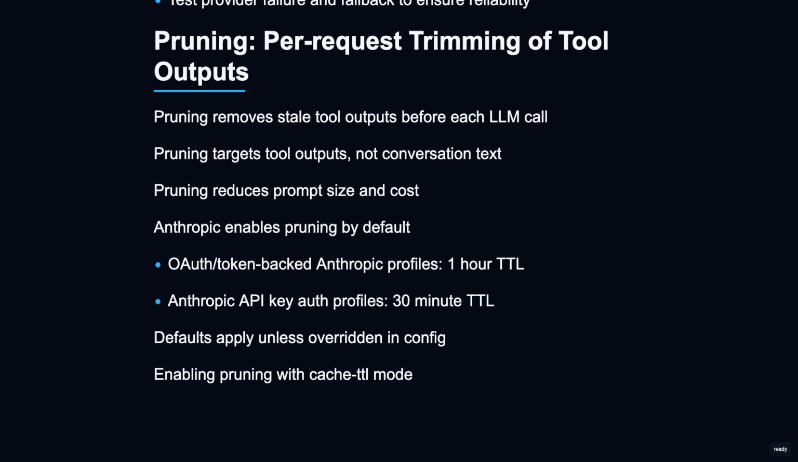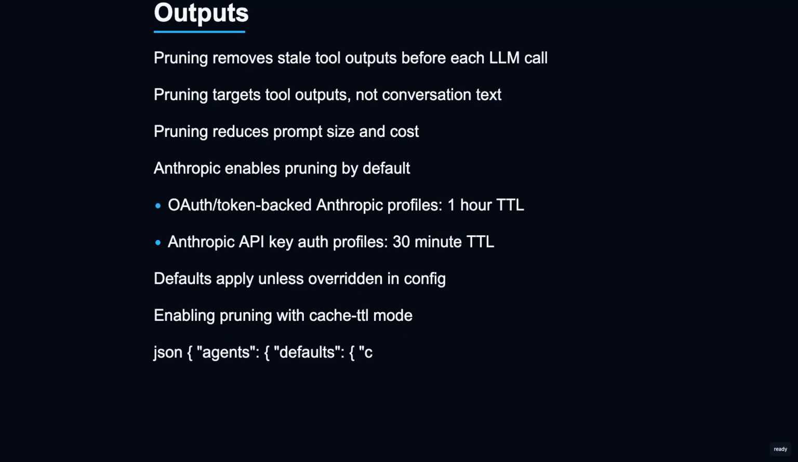To enable pruning, set agents.defaults.contextPruning.mode to cache-ttl and specify the TTL duration. Setting mode to off disables pruning entirely. Here's an example configuration enabling pruning with a 5-minute TTL. This JSON snippet shows how to enable pruning with a 5-minute time to live, reducing prompt size by trimming tool outputs older than 5 minutes.